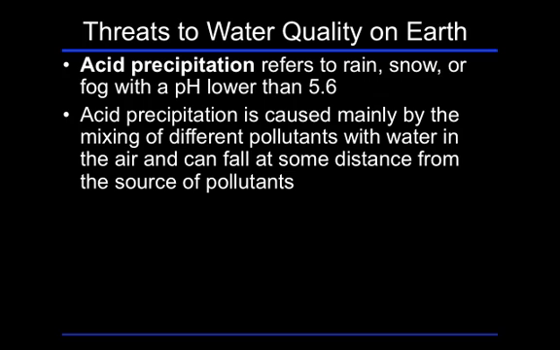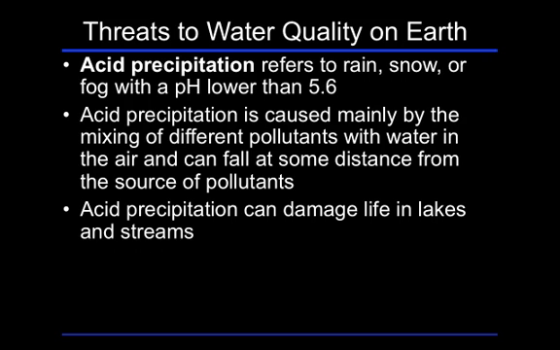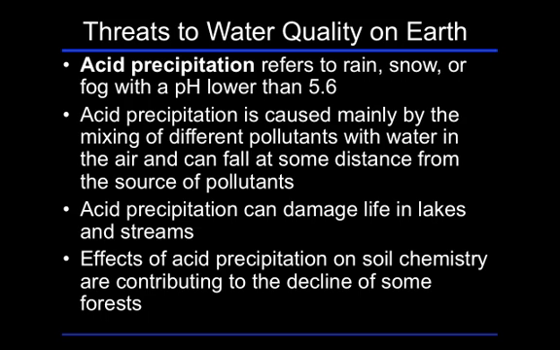Acid precipitation is caused mainly by the mixing of different pollutants in the air with water that can fall to the earth some distance from a source. For example, pollutants produced in Europe can rain down in Asia in the form of acid precipitation. Acid precipitation can damage life in lakes and in streams. It also affects soil chemistry and can contribute to the decline of some forests.